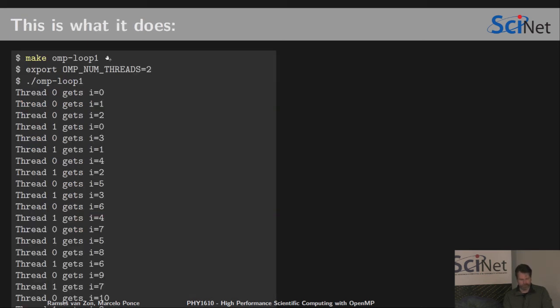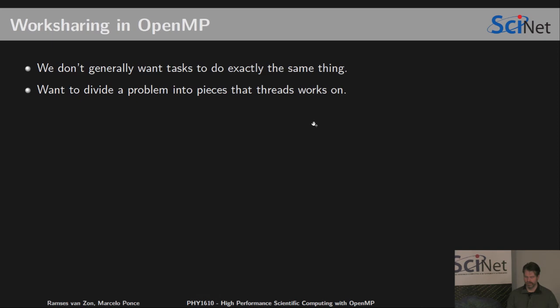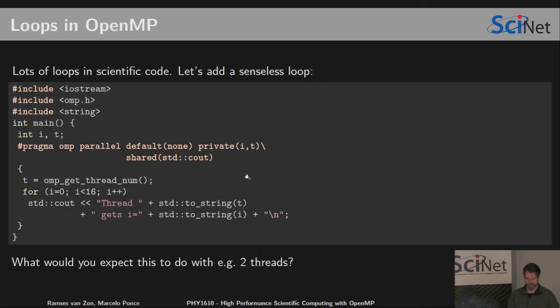So if you do this with two threads, OpenMP loop 1 is the code, we run with two threads, we get 32 cases, because every thread gets this for loop from 0 to 15. Let's look at the code again. See, this code block is done identically by every thread. So every thread counts from 0 to 15. But that's not typically what we want. We want to divide these 16 cases up into the different cores.